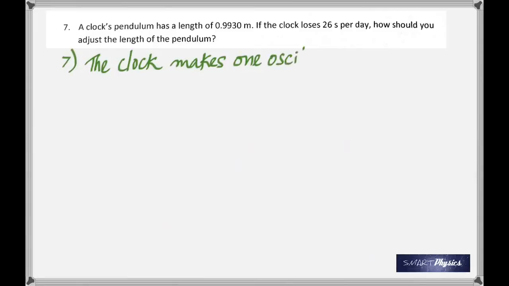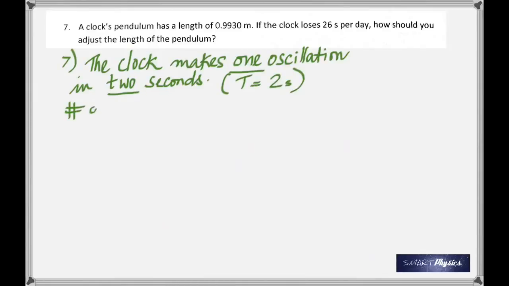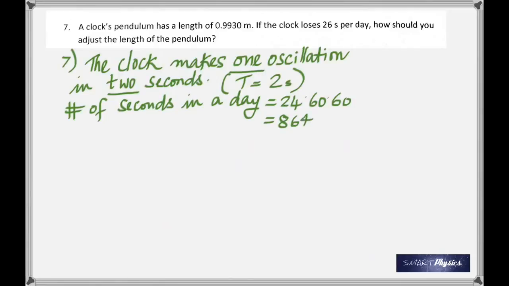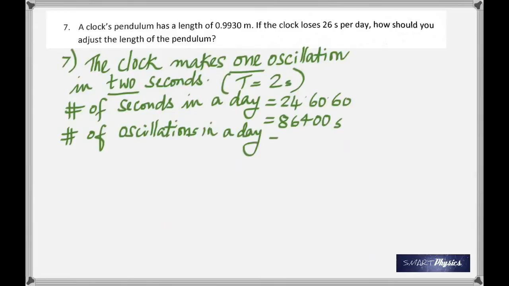First of all, we've got to look at how many oscillations there are in a day. And also remember that any pendulum clock makes one oscillation in 2 seconds. That is a fact that you have to know. That means it takes 1 second for each swing. Therefore, 2 seconds for one oscillation. So the time period is 2 seconds. And now the number of seconds in a day: 24 hours times 60 times 60, because 1 minute is 60 seconds and 1 hour is 60 minutes. So that's 86,400 seconds. Divide that by 2, because every oscillation takes 2 seconds, which gives you 43,200 oscillations.